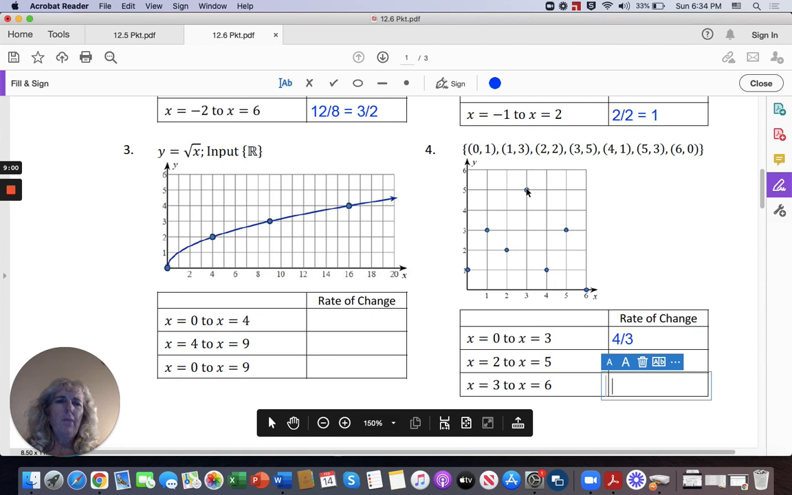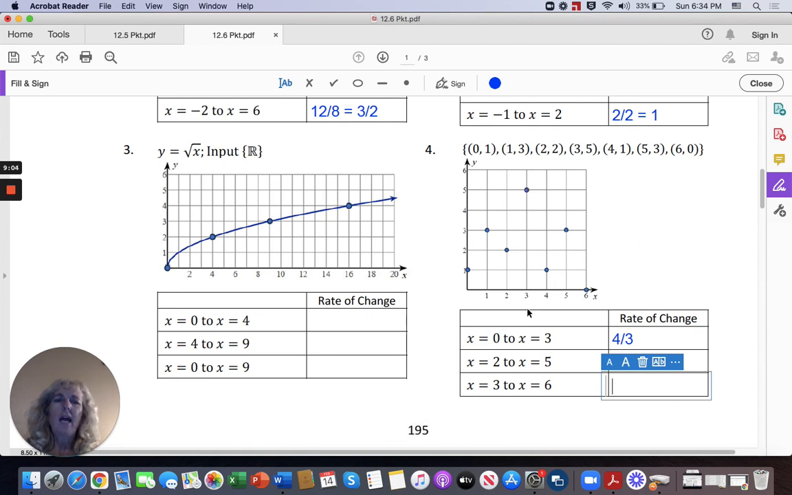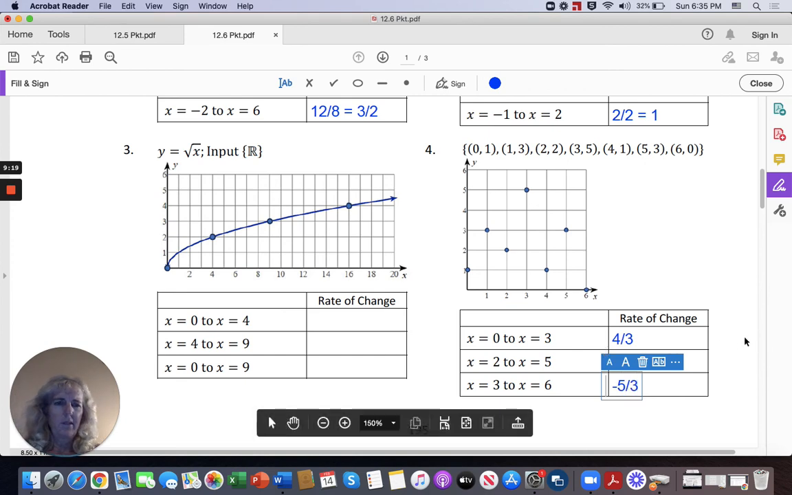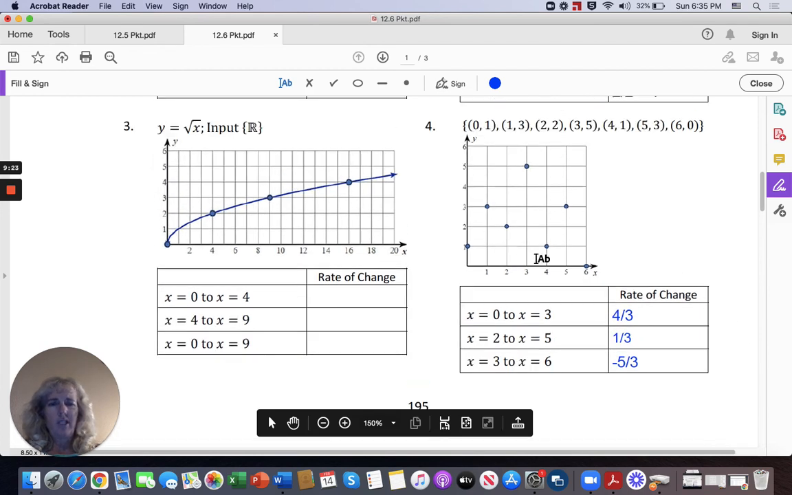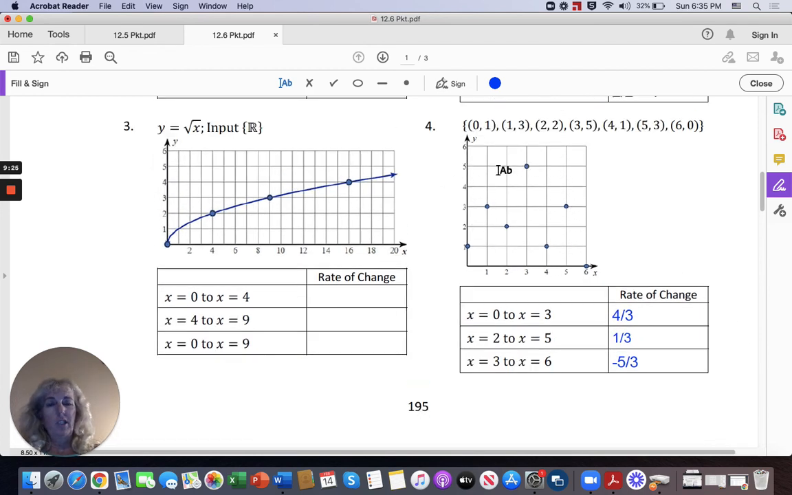3 is clear up here, and 6 is down over here. So going down means I'm going to have a negative slope. So I'm going to go ahead and put negative in there. How much do I go down? 1, 2, 3, 4, 5. And I go over 1, 2, 3. So I put -5 over 3. Okay? And there are my different rates of change for this relation here, which is a set of points.